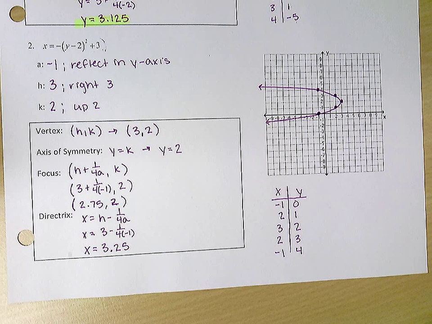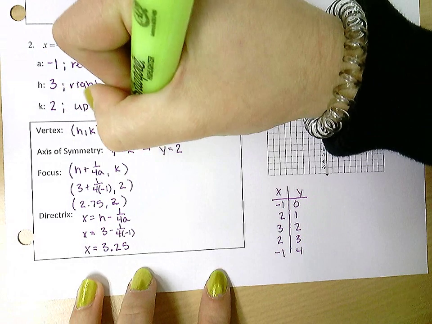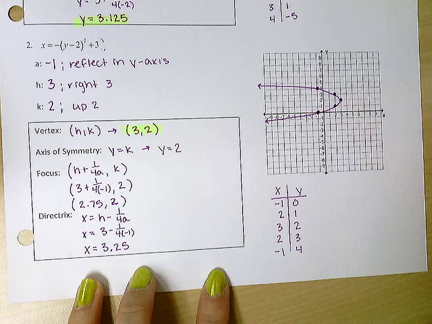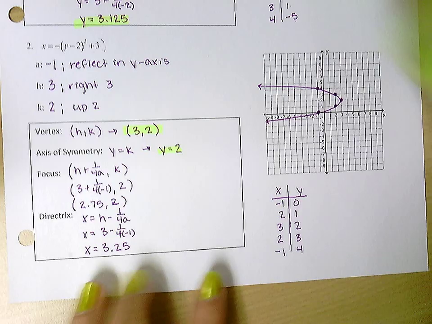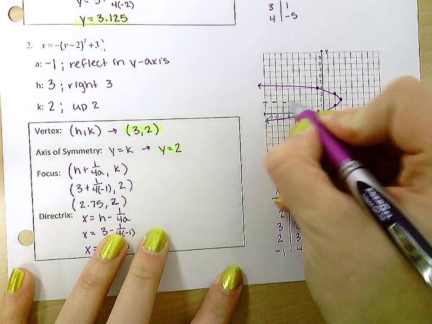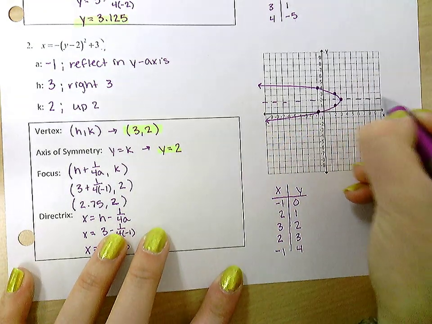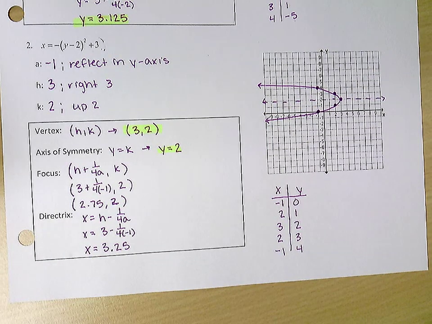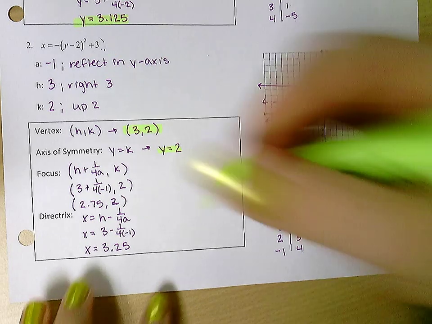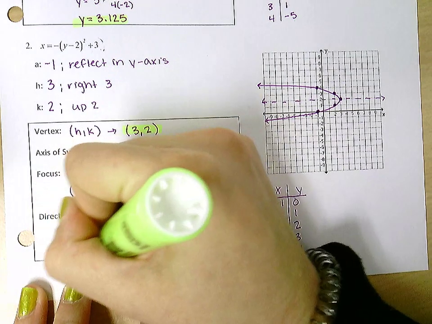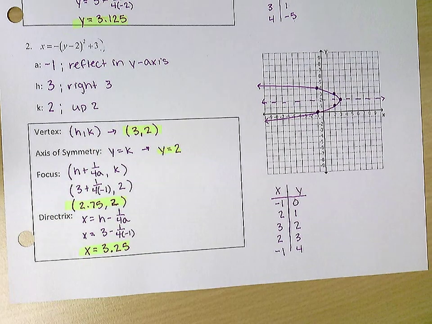I'll just highlight these again like I did above. We had our vertex right here, that is at (3, 2). We have our axis of symmetry at y equals 2, that is this line right here, and you can see those points reflect over that dashed line. Our focus point is at (2.75, 2), and our directrix is at x equals 3.25.